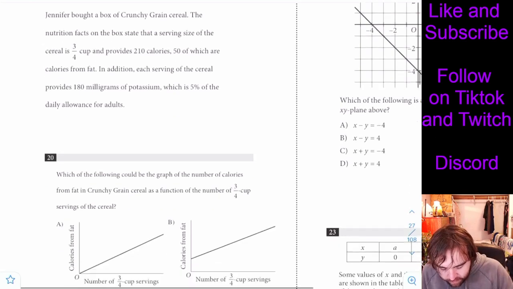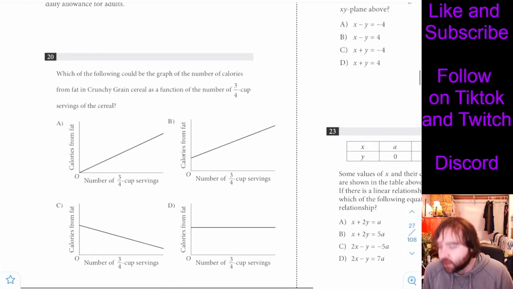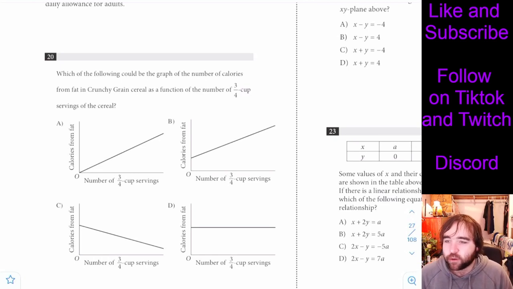So we might not need all that information for this question, but which of the following could be the graph of the number of calories from fat in crunchy grain cereal as a function of the number of 3/4 servings of cereal? So it's number of servings, because each serving is 3/4 cup. That's what they're saying by that. So it's number of servings on the x-axis and calories from fat on the y-axis.